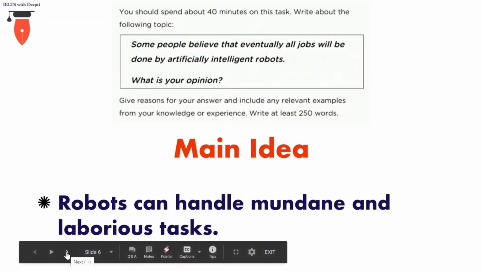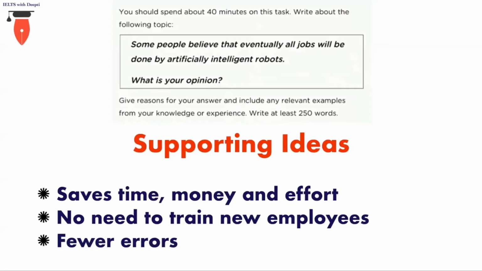Now, how will I support my main idea? Based on the main idea, let us see what supporting ideas I can give here. So, my first supporting idea can be that if I use robots for mundane or laborious tasks, it will help me save time, money, as well as effort. Also, there is no time required to train new employees.